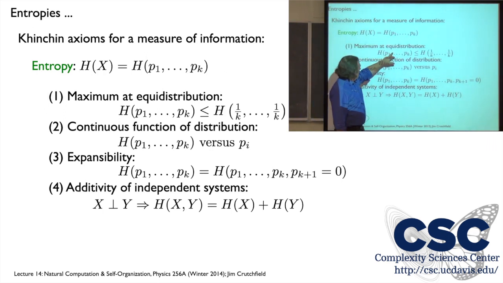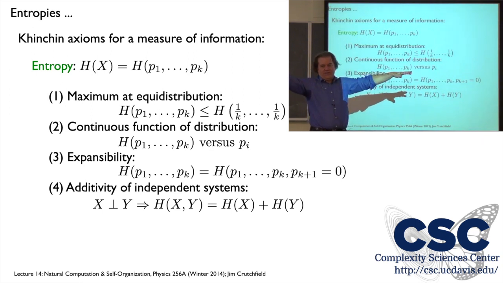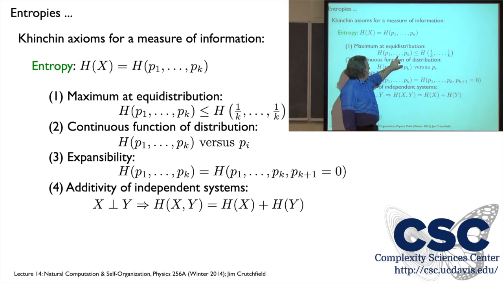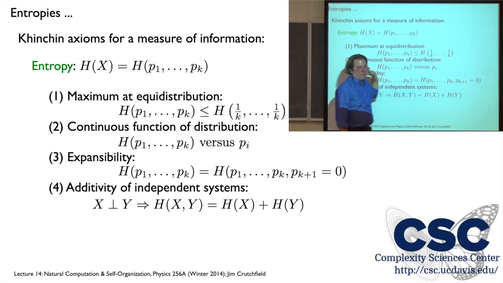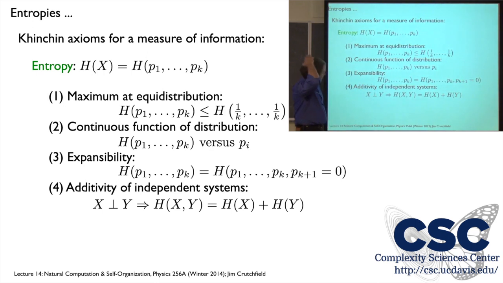First, it's a maximum at the equidistribution, the most uncertain case. I have k events, they all occur with probability 1 over k. This thing should be a maximum. Or the other way to say it is that this number applied to a uniform distribution over the events should be the upper bound for any other distribution over the events. We'd also like it to be a continuous function of the parameters in the distribution, the probabilities. As I vary each of the p_i, I like this number to behave well. I don't want it jumping around, so it should be continuous at least.